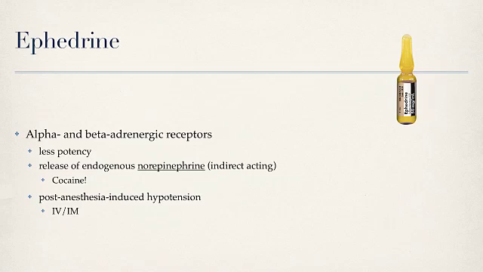Patients on MAO inhibitors as well react variably to that drug. Ephedrine is a very versatile drug. You can give it IV, you can give it IM. IV, usually I give 5 to 10 milligrams at a time. IM, I can give 25 to 50 milligrams, and the duration of action will be longer because absorption is slower.